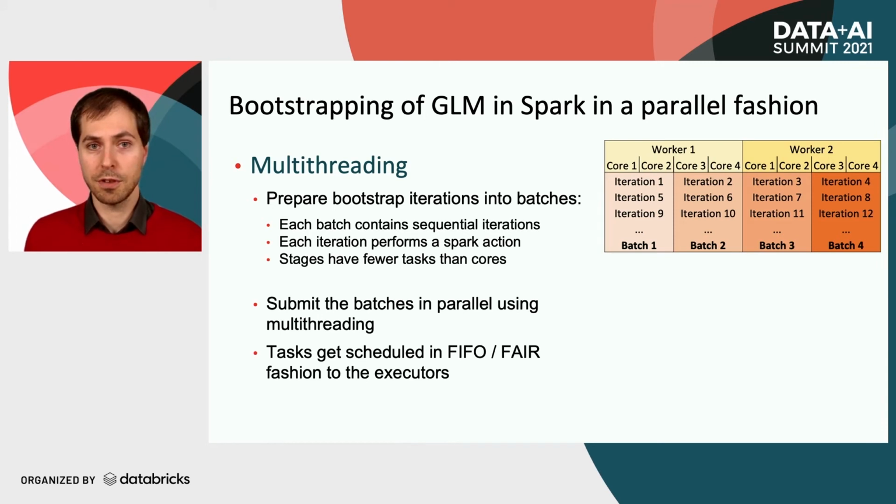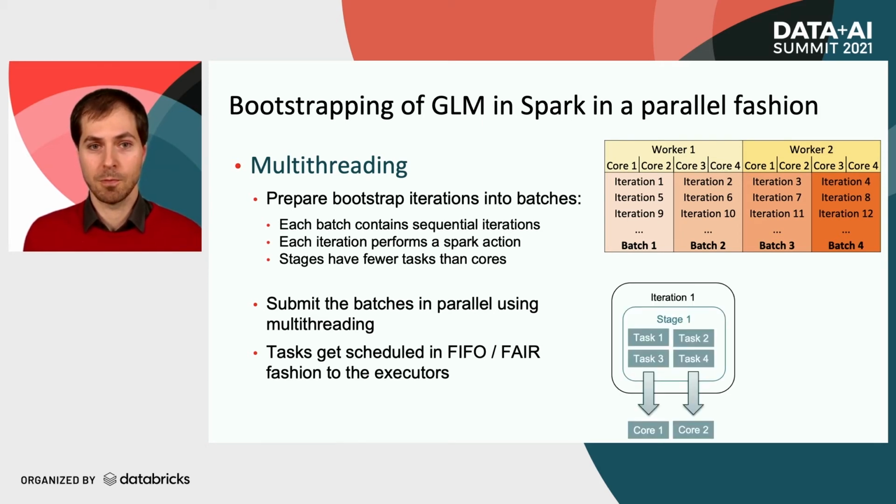Then once you have these batches prepared, you can submit them using Python multithreading. These iterations get executed one by one in all these batches in parallel. And the tasks from these iterations will get scheduled to the executors in a first in, first out manner or in a fair fashion, depending on the setting of your Spark application. I don't think that it really matters which of these two approaches you use.